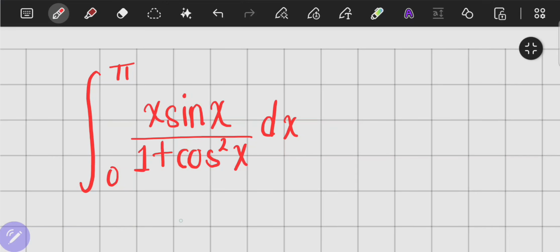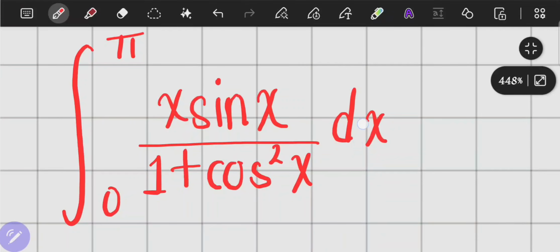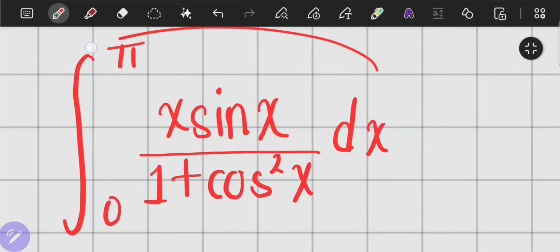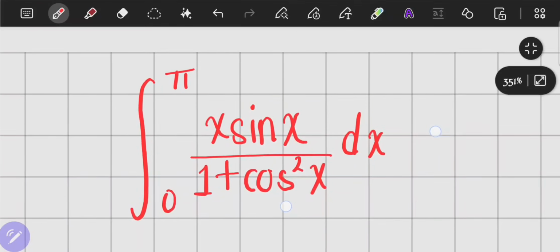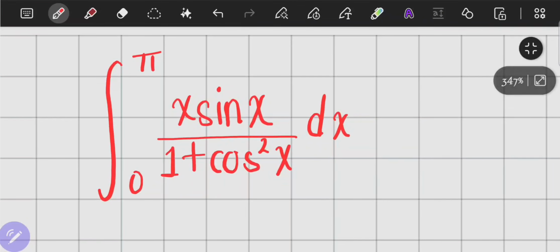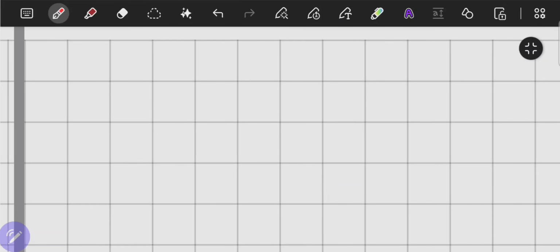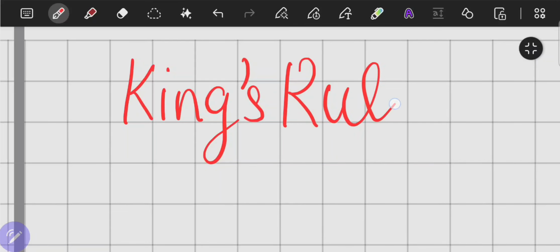In this video we are going to be talking about this particular integral over here. Now this is a very interesting integral because when I tried to solve this using traditional methods, I couldn't. So that made me wonder if it was possible to solve this particular question by using something different. That is exactly what I'm going to be teaching you today. And our topic for this video is going to be the King's rule.